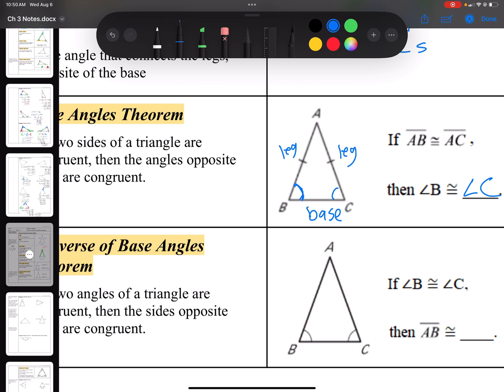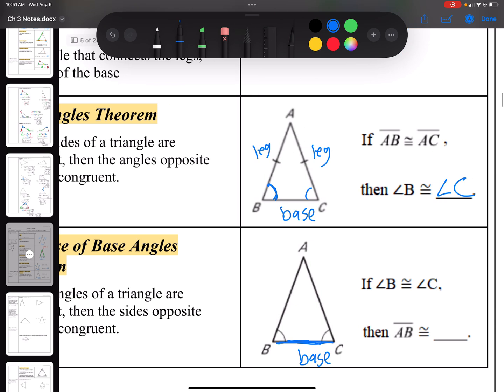And which sides are congruent? Well, remember, the equal angles are attached to the base. That means the legs must be congruent. So AB must be congruent to AC. Another way you can do it is think, what side is across from angle B? AC. That must be equal to the side that's across from angle C, which is AB.